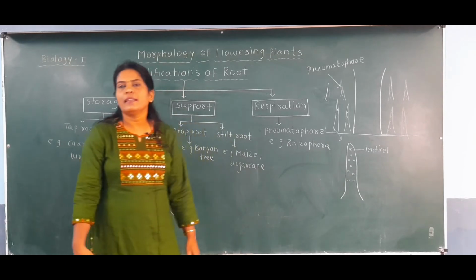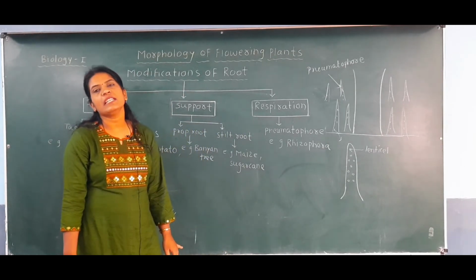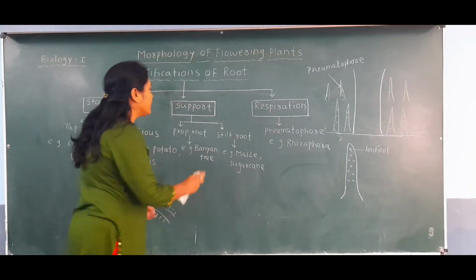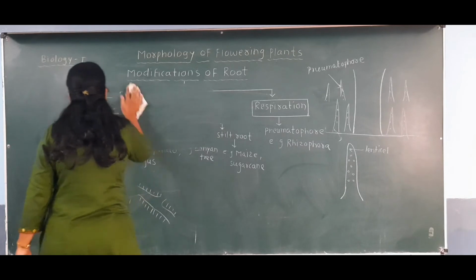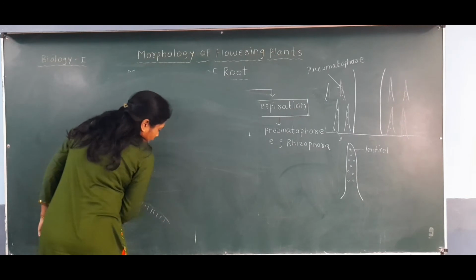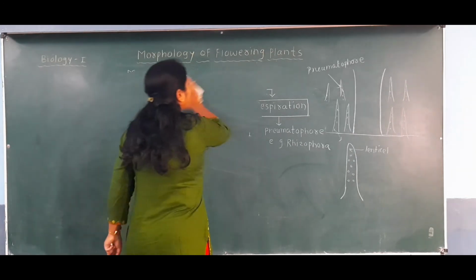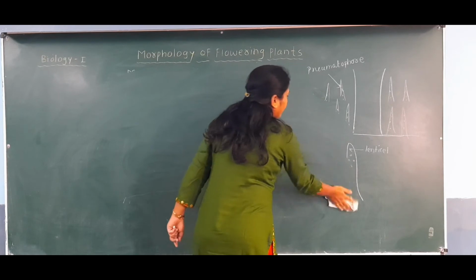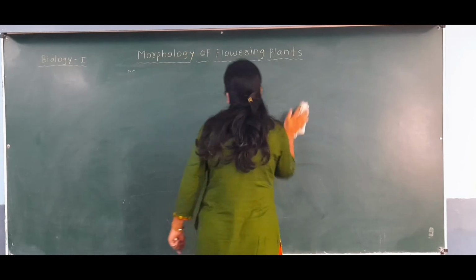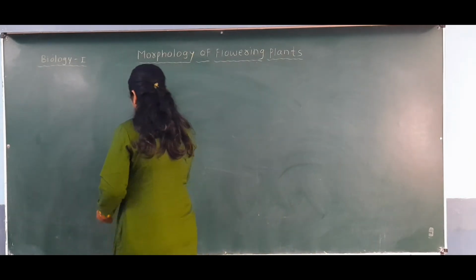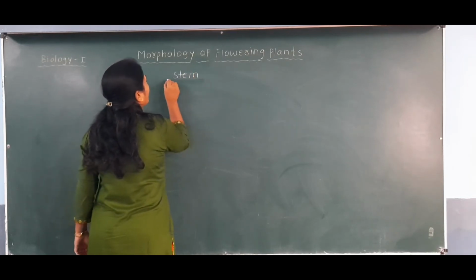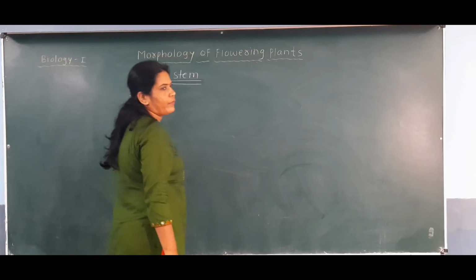Now we will discuss the next part, that is called the stem. After the root we will discuss the next part, and that is the stem. The stem is different from the root by a number of characteristics.